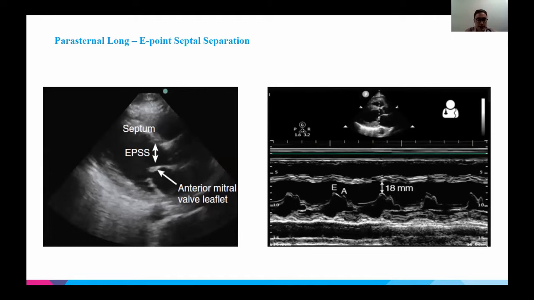And so I just provided a quick example here. Obviously this is not a video, it's sort of just a snapshot, but you can see here very clearly the septum is labeled here. You have the mitral valve, right? So the anterior leaflet is the one closest to the surface of the skin or closest to the probe. That's why it's called anterior. And then the E-point septal separation.